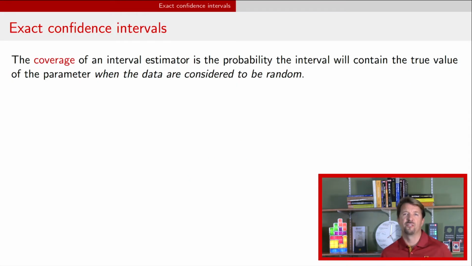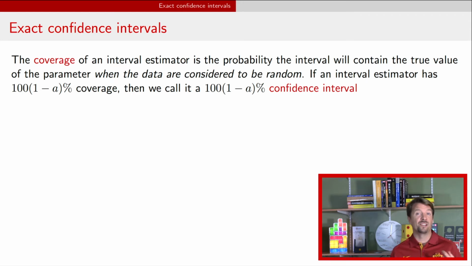All right, so let's start out with the definition. The coverage of an interval estimator is the probability that the interval will contain the true value of the parameter when the data are considered random. So we're thinking about collecting a number of different intervals as we collect different samples of data, and saying how often do those intervals contain the truth. And that's called the coverage.